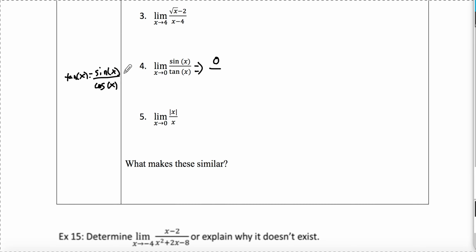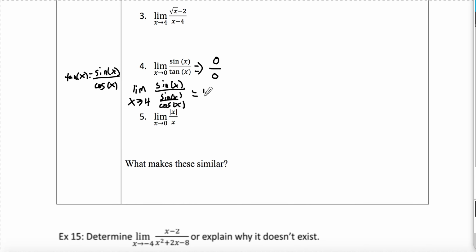So if I substitute in 0, I get sine of 0 over cosine of 0. That's also going to give me 0. Tangent of 0 is 0. So I got something to take care of. But I can use this little identity over here to help me out. If I want to simplify this, the limit as x approaches 4 of sine of x over tangent of x, I can rewrite tangent of x as sine of x over cosine of x, right? And that's actually really nice.